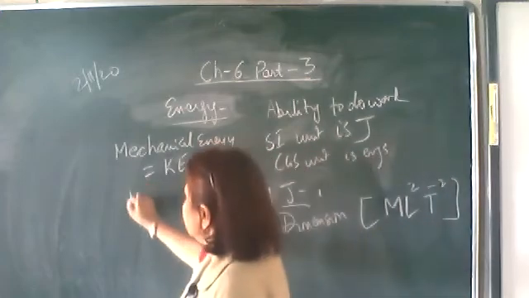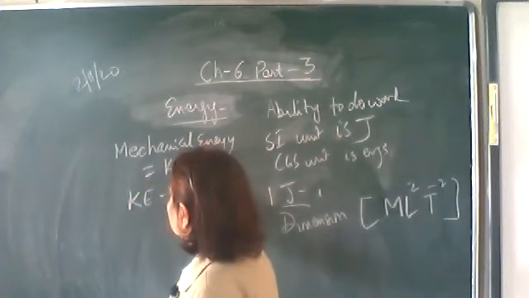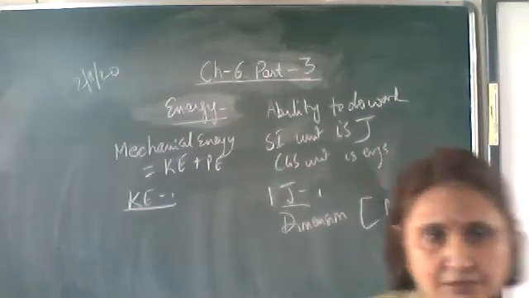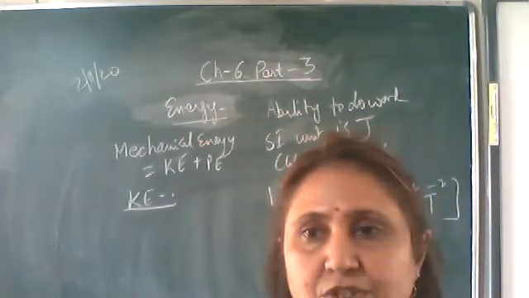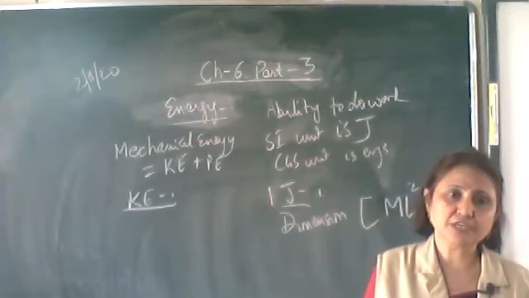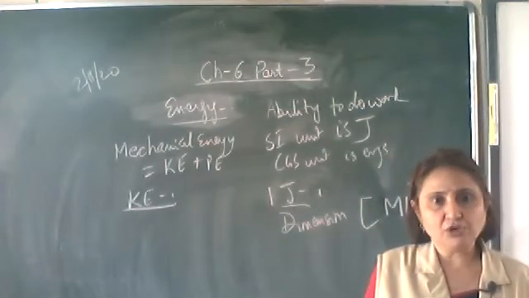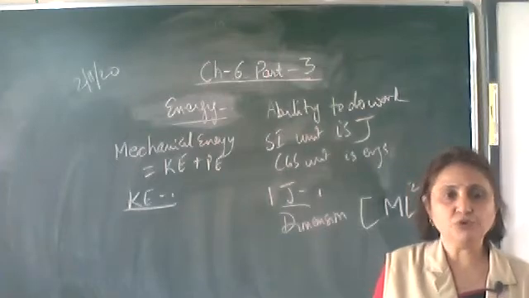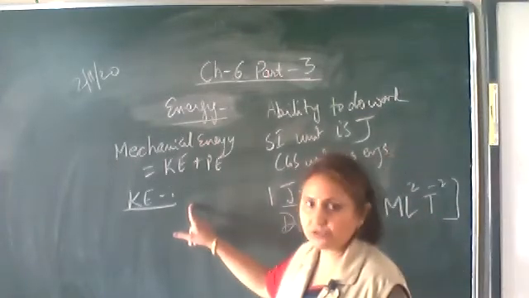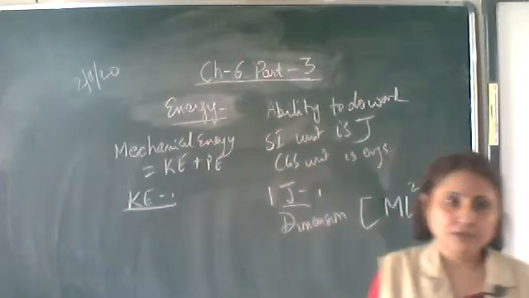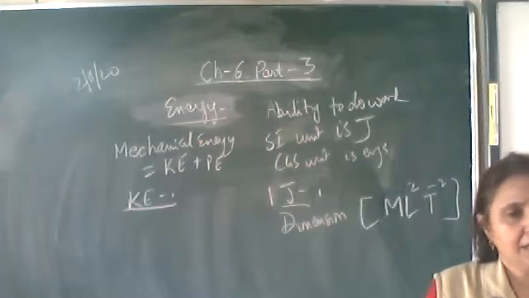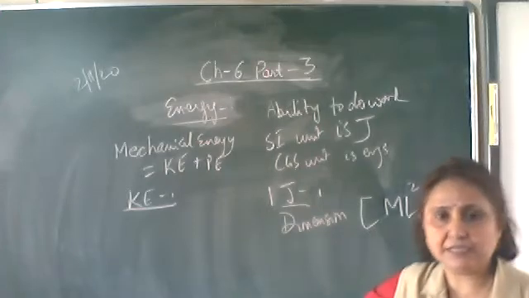Kinetic energy. Kinetic energy is due to the motion of an object. Any moving object possesses kinetic energy. By virtue of the motion of an object, the energy possessed is called kinetic energy. So you can write down: kinetic energy is due to the motion of an object, and any moving object possesses kinetic energy.